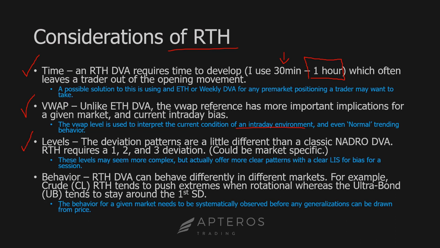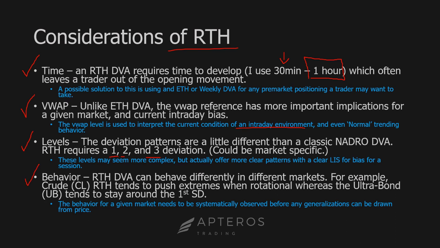The levels, I think the deviation patterns are a little different using the RTH. I think that the best deviations to use for RTH are the first, the second, and the third deviations, the 1, 2, and the 3. It is the same concept as the 1, the 1.5, and the 2. I've just noticed that the 1, the 2, and the 3 tend to behave better and tell you more information on the RTH session. You can always add more if you want them.